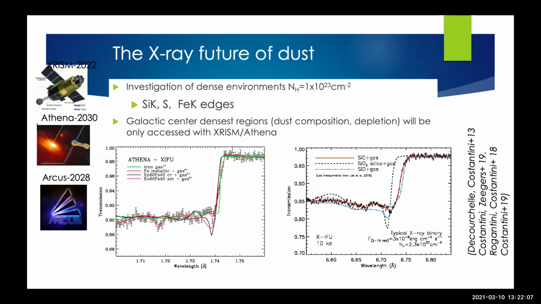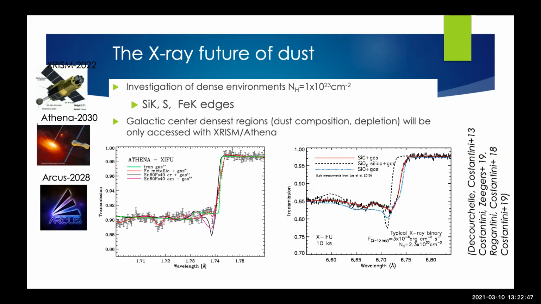Okay, so let me show you some simulations. What does it mean physically that with XRISM and Athena we will be able to access the region above 2 keV? It means that we can access regions that are very dense, with column densities of up to 10^23 cm^-2. So the densest regions of our galaxy, where the optical extinction is about 50, so only X-rays can really penetrate these regions and study, for example, the iron K edge. So iron content again in the ISM.